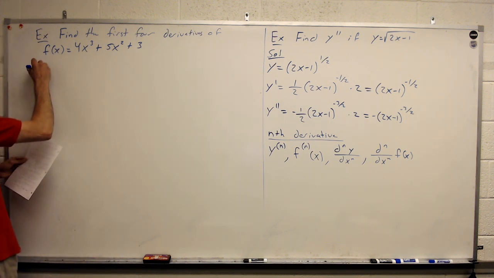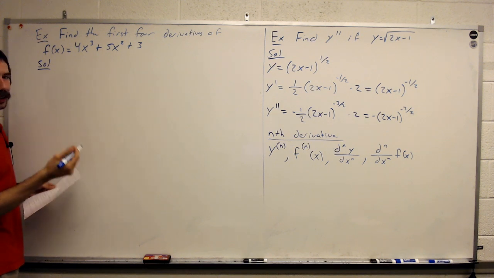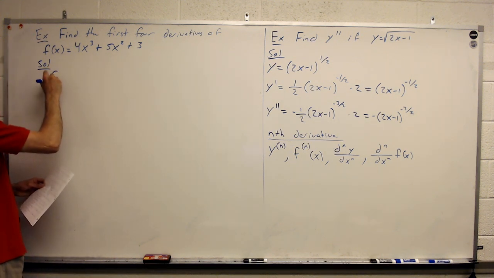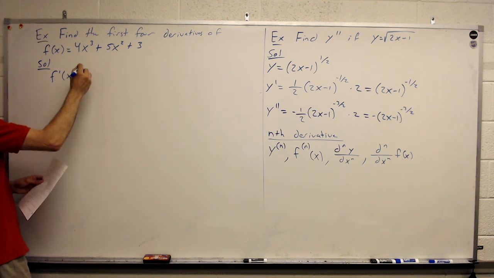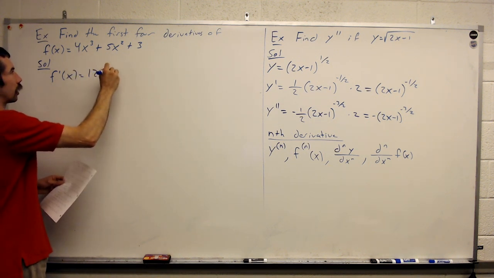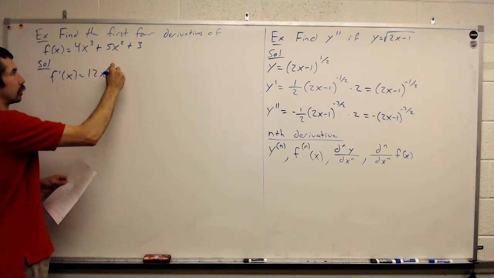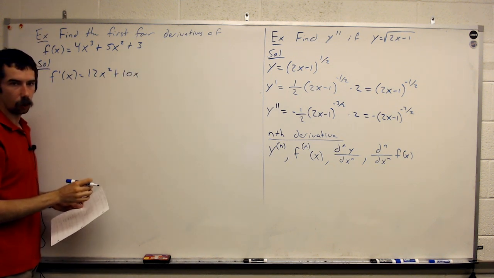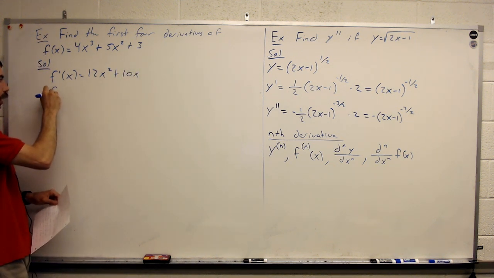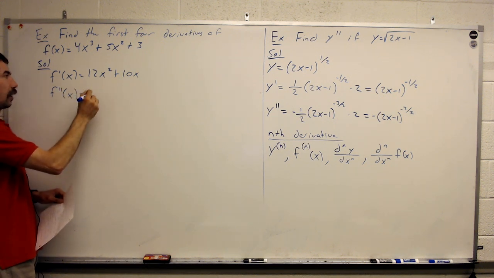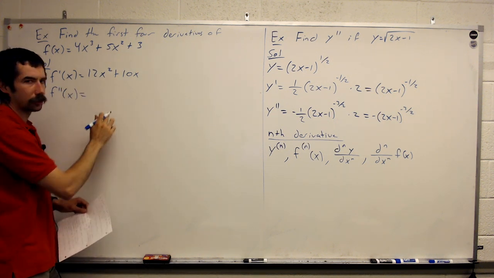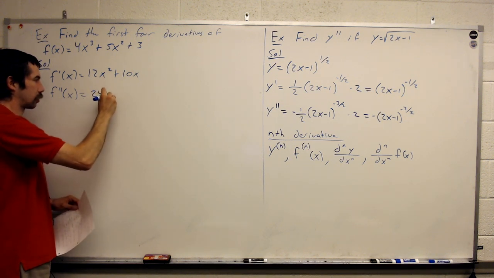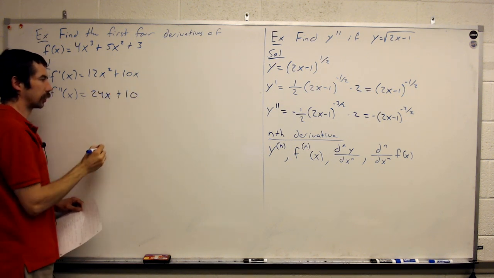Okay, so let's find the first 4 derivatives. So we've got to start with the first derivative and then work our way through. F prime of x is equal to, we bring the power in front, 12x squared plus 10x. Derivative of 3 is 0. F double prime of x is the derivative of what we just found. Bring the power in front, 24x plus 10.